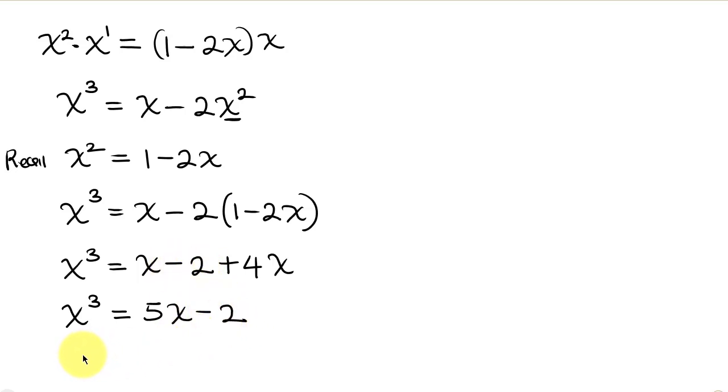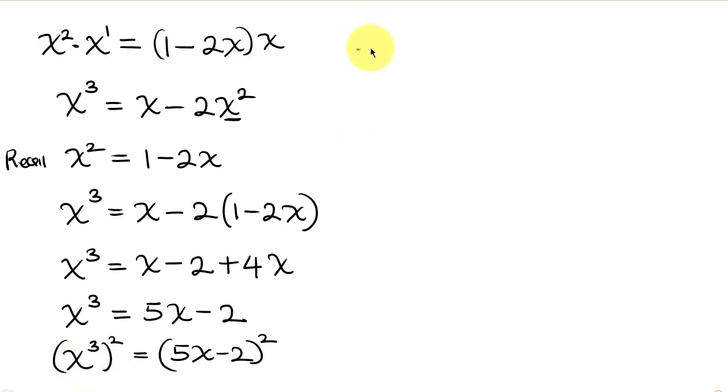Now, in order to get x to the 6, remember, I'll have to square x to the 3. So I'll square both sides of the equation. So I'll square the left-hand side. I'm going to square the right-hand side as well. Very good. Now from indices, powers multiply. So 3 times 2 is 6.